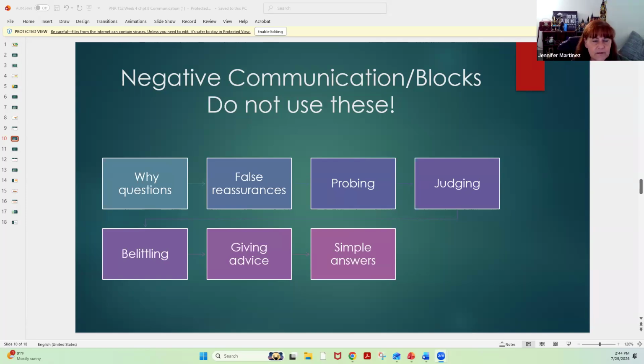Probing is another one, and this is where curiosity gets the best of us, right? You're just pushing for information that we really don't need to know. Again, you're curious, like, you want to ask, what happened? Tell me more. But we want to be really careful. If we don't need to know, then it's not our job to ask.